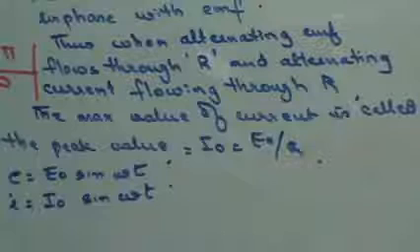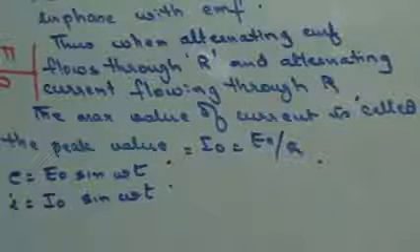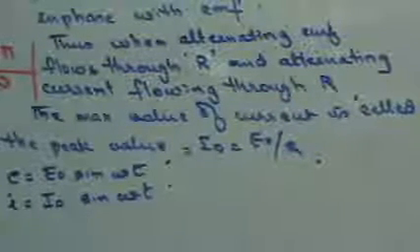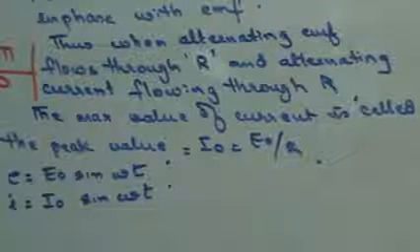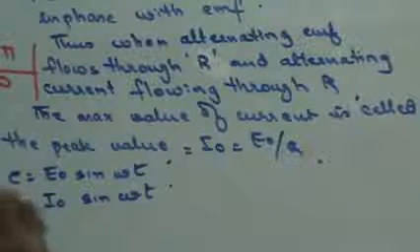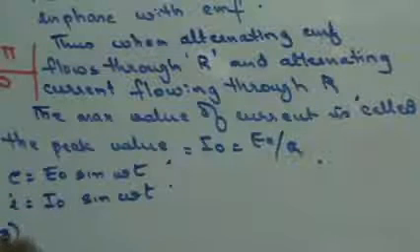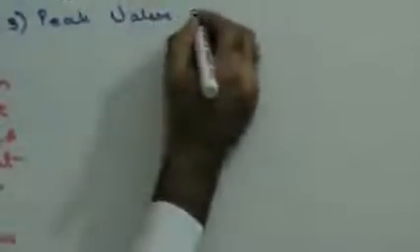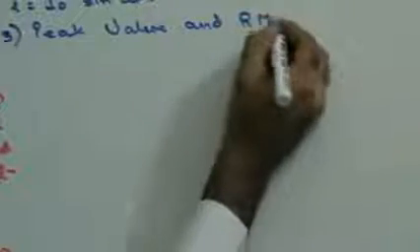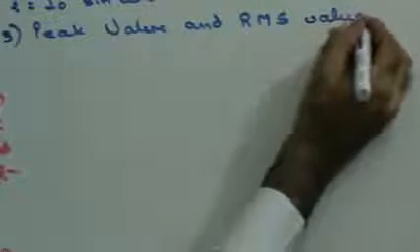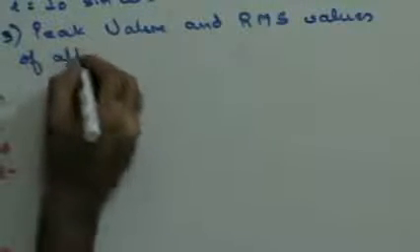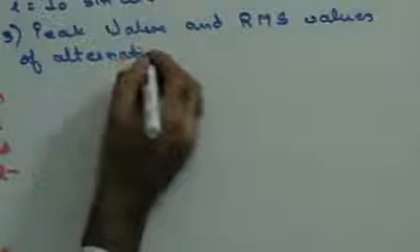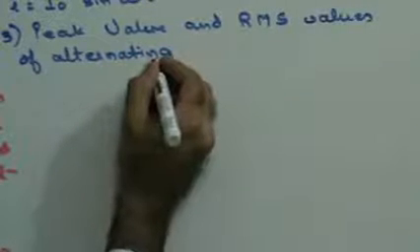Fine, do we get this thing here? So do we understand resistance in an AC circuit? Now once you have this, let's find out something else. Let's find out the peak value and the RMS value, the peak value and root mean square values of alternating current and EMF.